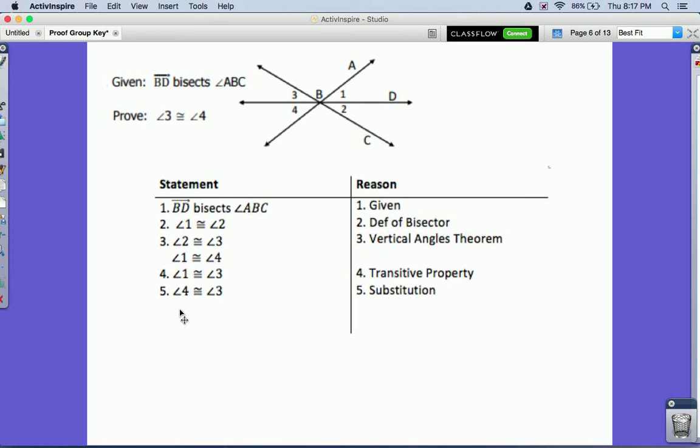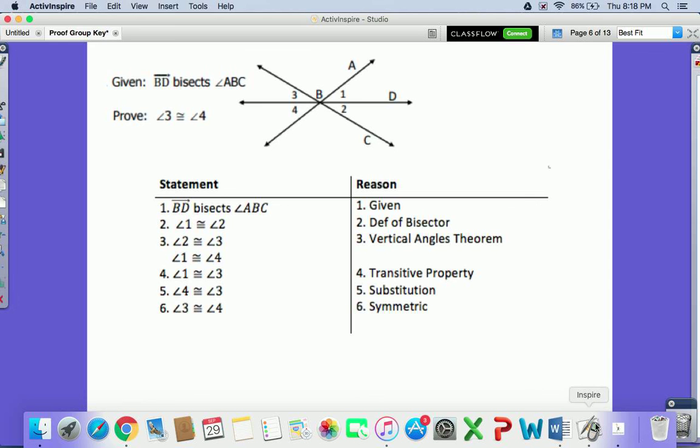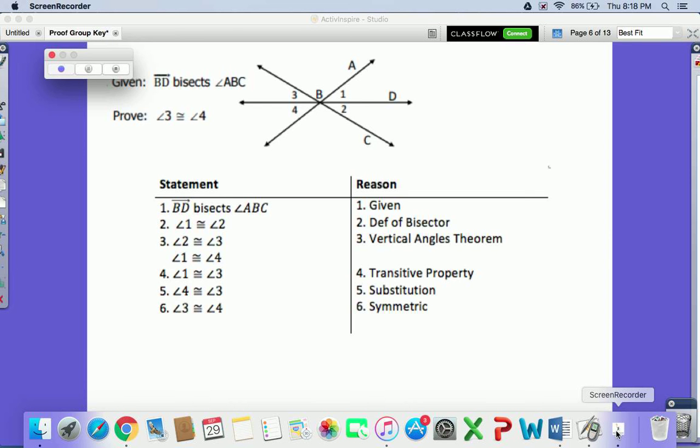But we don't want that 4 is congruent to 3, we want that 3 is congruent to 4. So we need to go ahead and switch those, and anytime we switch them, we do that by the symmetric property. Now, if we had switched something up here, then there's a chance that we wouldn't need the symmetric property. So you just need to look at what your proof is doing and use what you need based upon what point you're at. Just because your proof is different than mine does not necessarily mean that it is wrong.